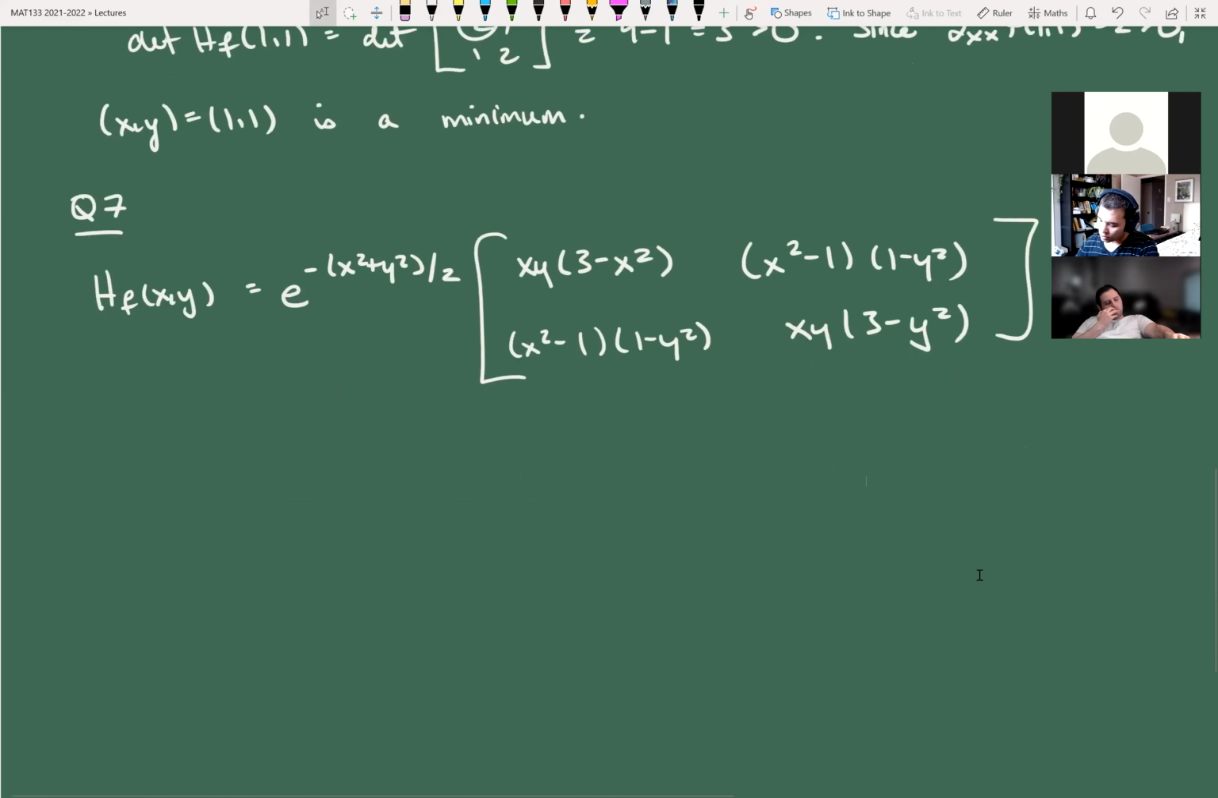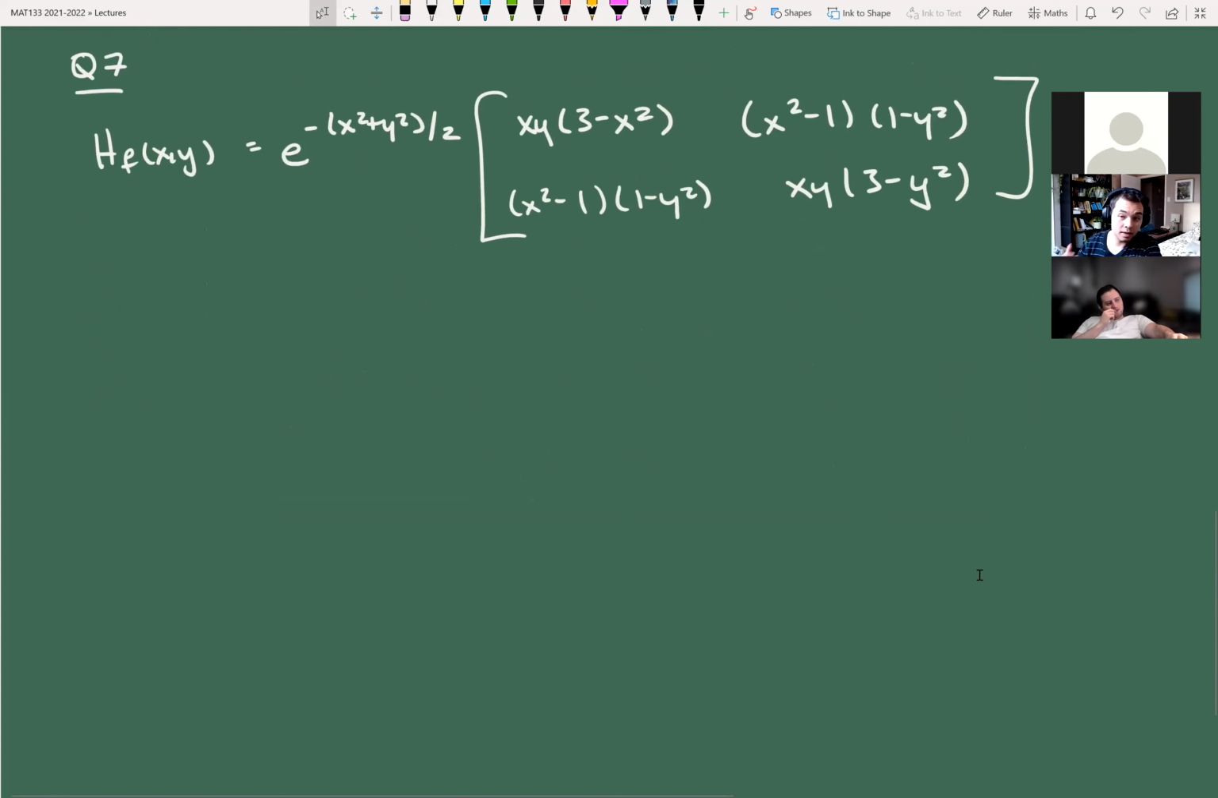So remember what we have to do is plug 0, 0 into this, right? Don't compute the determinant from here. It's going to be some big ugly function with lots of x's and y's, not very pretty. So I generally don't recommend doing that. Instead, let's plug in 0, 0.